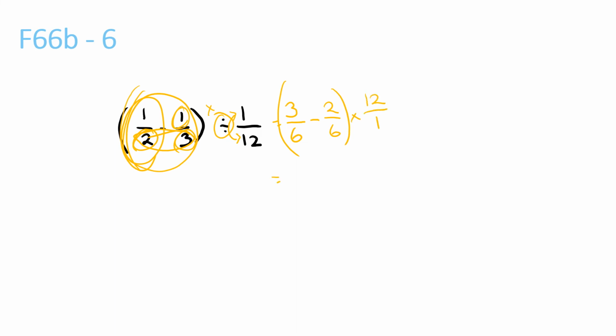Then we do 3 minus 2 up here is 1 over 6 because the bottom stays the same. Times 12 over 1 is just 12. So it's 12 times 1, you have to times those two. You just bring the 12 up to the top, and then you do over 6. 12 over 6 is 2, because 6 goes into 12 twice.